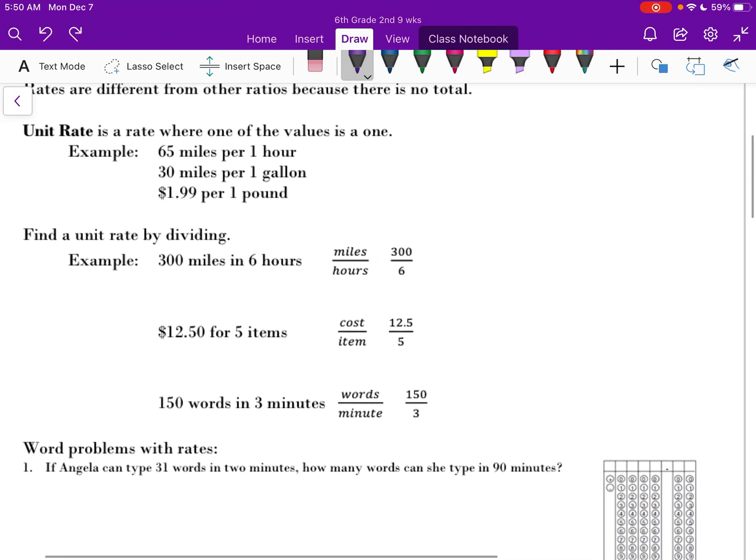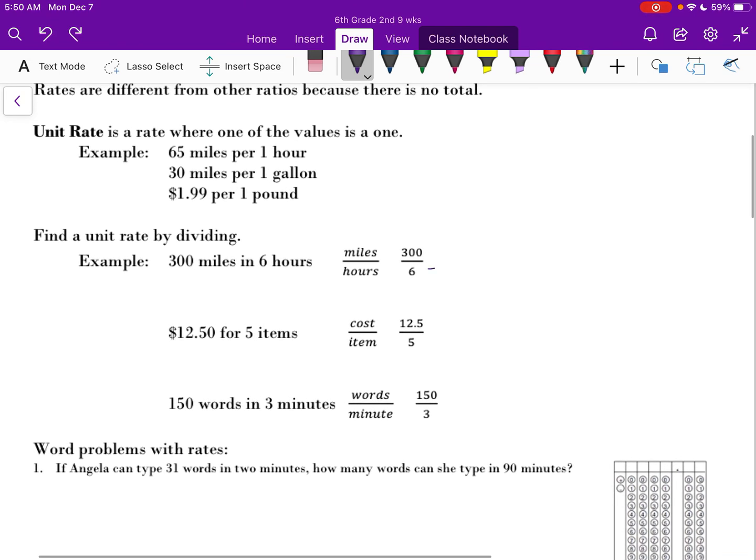Okay, so when we think about it, we want the 6 to become a 1, right? So 6 divided by 6 will give us 1. And so 300 divided by 6 will give us 50. Or you could have just thought of the 300 over 6 as 300 divided by 6, which would be the same. So it's 50 miles per hour.